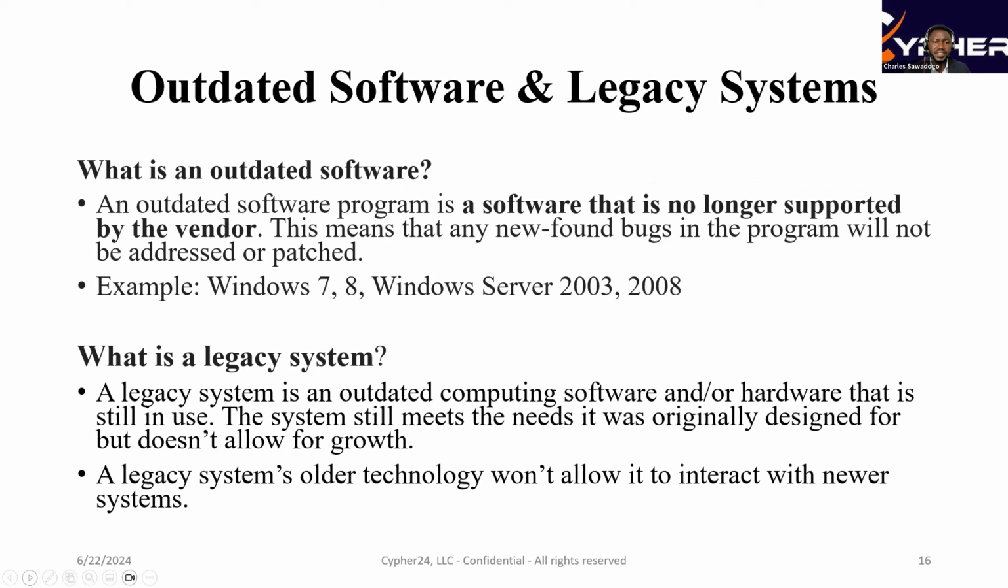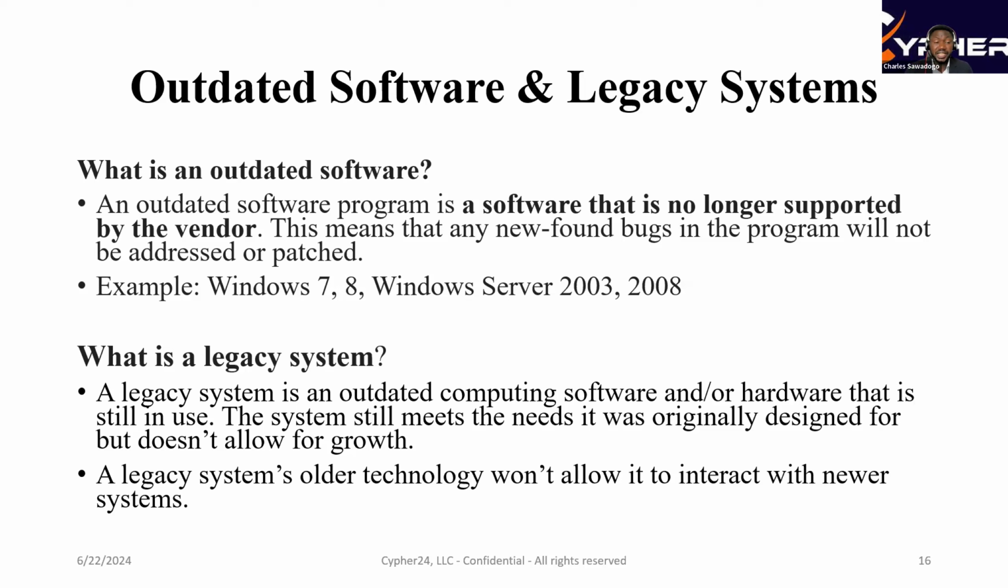Outdated software and legacy systems. What is outdated software? Outdated software is software that is no longer supported by the vendor. This means that any newfound vulnerabilities or bugs will not be addressed or patched. For example, Windows 7, Windows 8, Windows Server 2003 and Windows Server 2008. These are called legacy systems because they are no longer supported by Microsoft.